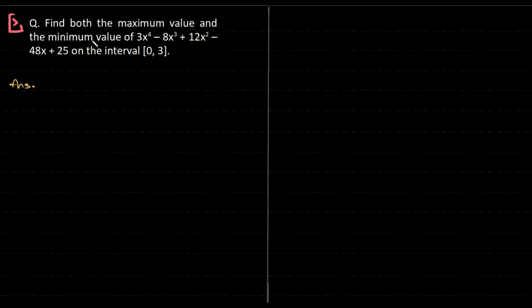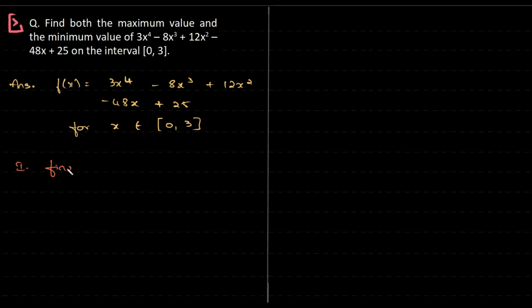Find both the maximum value and the minimum value of this particular expression. So f of x is equal to 3x to the power of 4 minus 8x cube plus 12x square minus 48x plus 25, for x in the interval of 0 to 3.